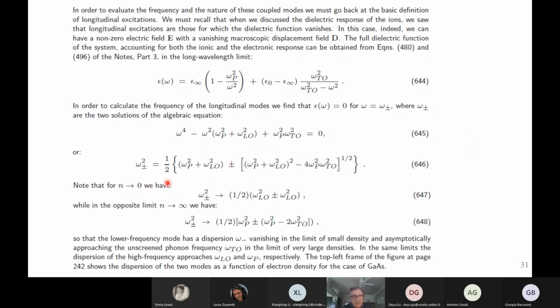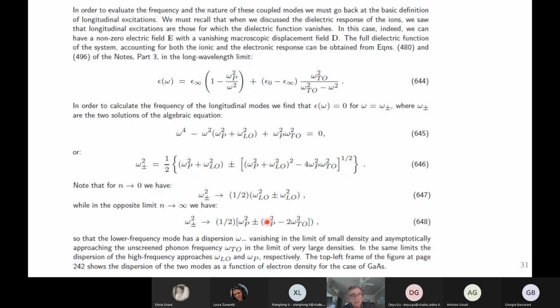As the density goes to 0, we find that these two frequencies merge into a single expression, which is either 0 or the longitudinal frequency, the phonon frequency. So as the density goes to 0, we recover just the longitudinal optical phonons. The other frequency, the plasma, disappears because the plasma frequency depends on density. In this limit, it disappears. When the density grows very big, though, something interesting happens.